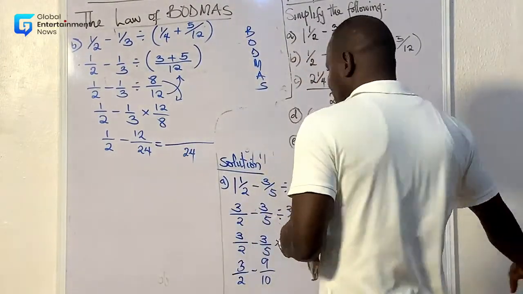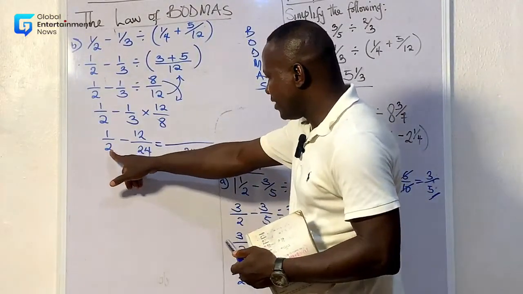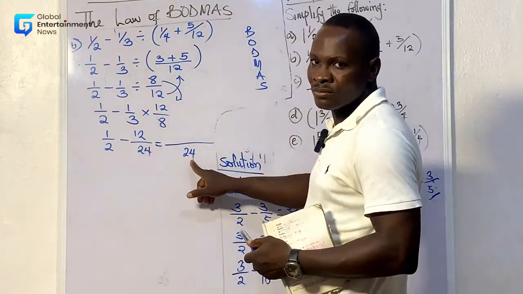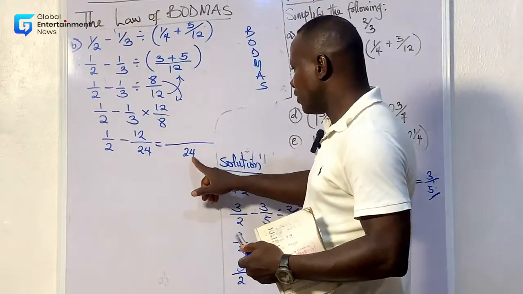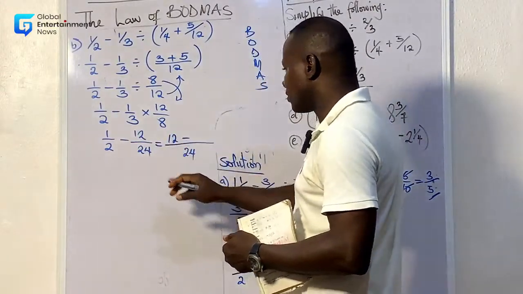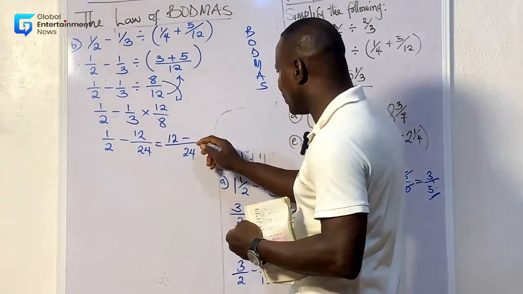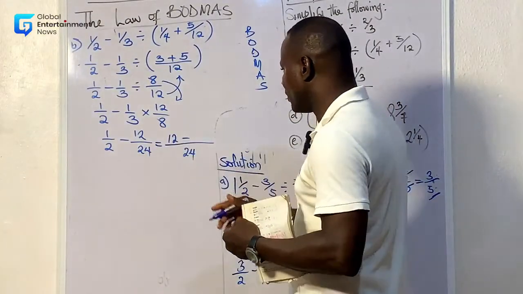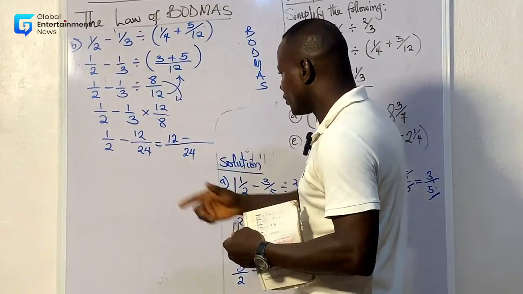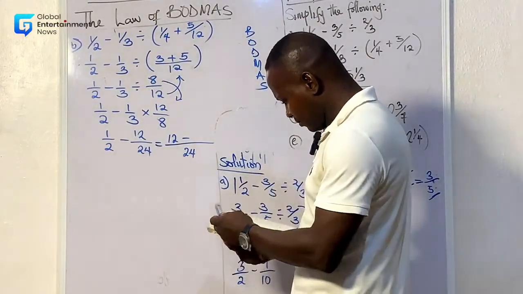The LCM is 24. Now, what are we going to do now? We are going to say, how many 2 can we see in this 24? 12. Yes, 12. 12 times 1 is what? 12. Minus 24 in 24 is what? Oh, sorry. 2 in 24 is what? Is 12.